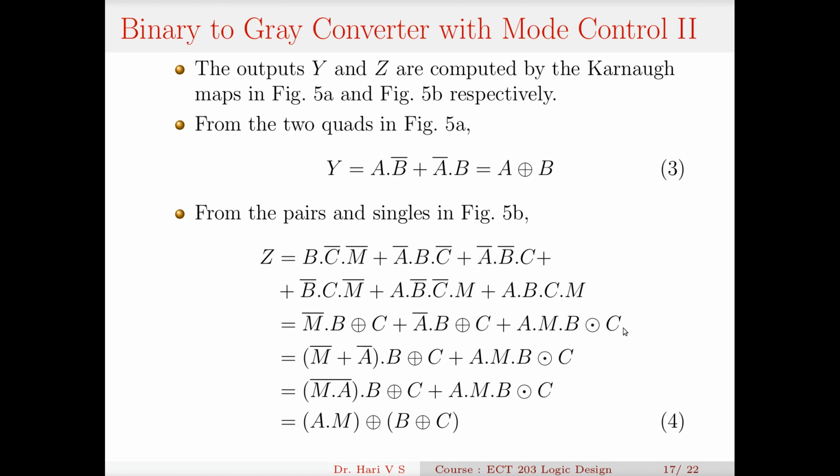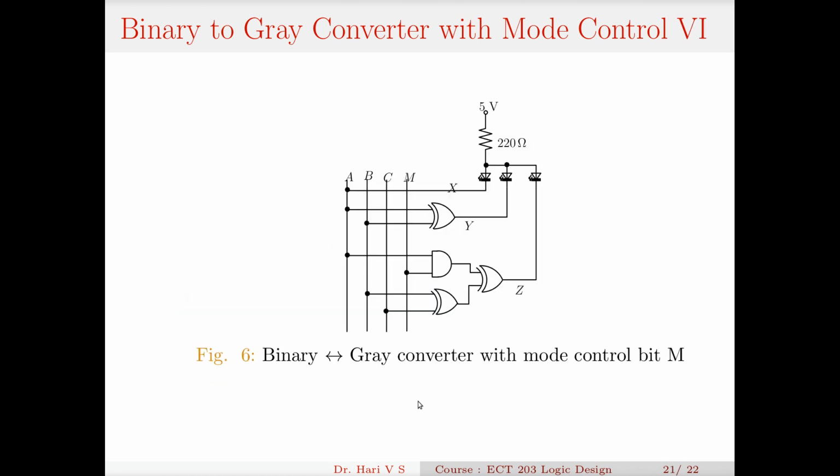Okay, quite some steps are there which you have to write. So this B XOR C I can take out, it becomes M bar or A bar B XOR C, and this is AM B XOR C. So this becomes MA whole complement and B XOR C, or AM B XOR C. Now this AM and AM complement are there, so it becomes AM exclusive or B exclusive or C. So that circuit will look like this. X is the same as A and Y is the same as A XOR B, and here it is A and M, that is XORed with B XOR C, to get my Z.